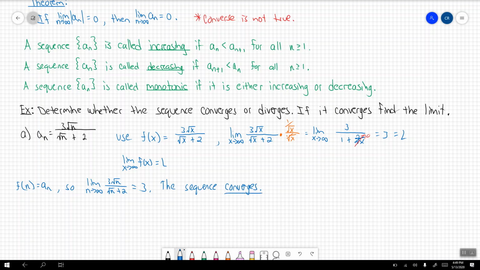Alright, so the sequence does converge, and we found that converging number. It actually converges to the number 3. Alright, that's pretty good. Let's go ahead and check on Geogebra just to make sure that this is in fact the limit that we're looking at.